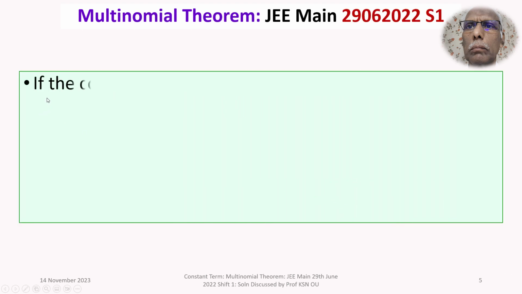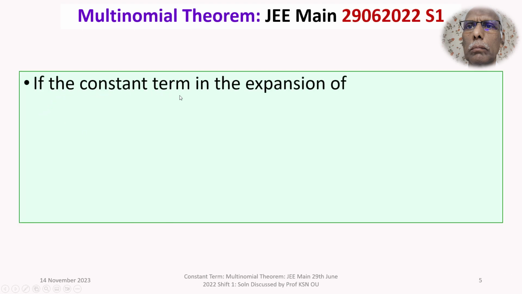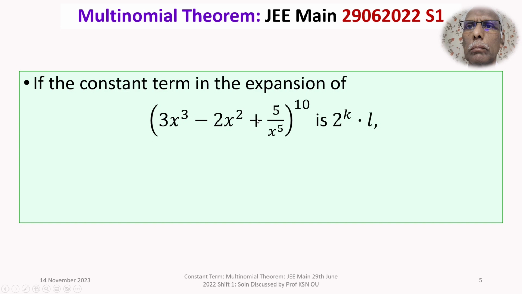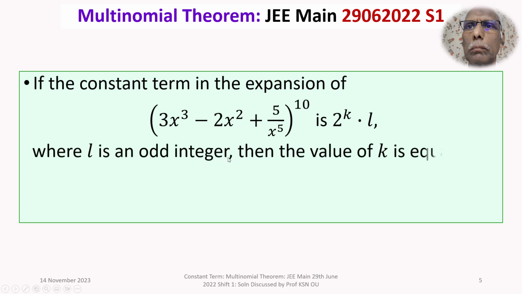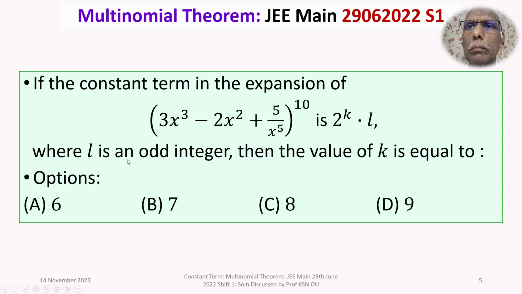The given question is: if the constant term in the expansion of (3x^3 - 2x^2 + 5/x^5)^10 is 2^k multiplied by L, where L is an odd integer, then the value of k is equal to, and we are given 4 options. Option A 6, option B 7, option C 8, option D 9.